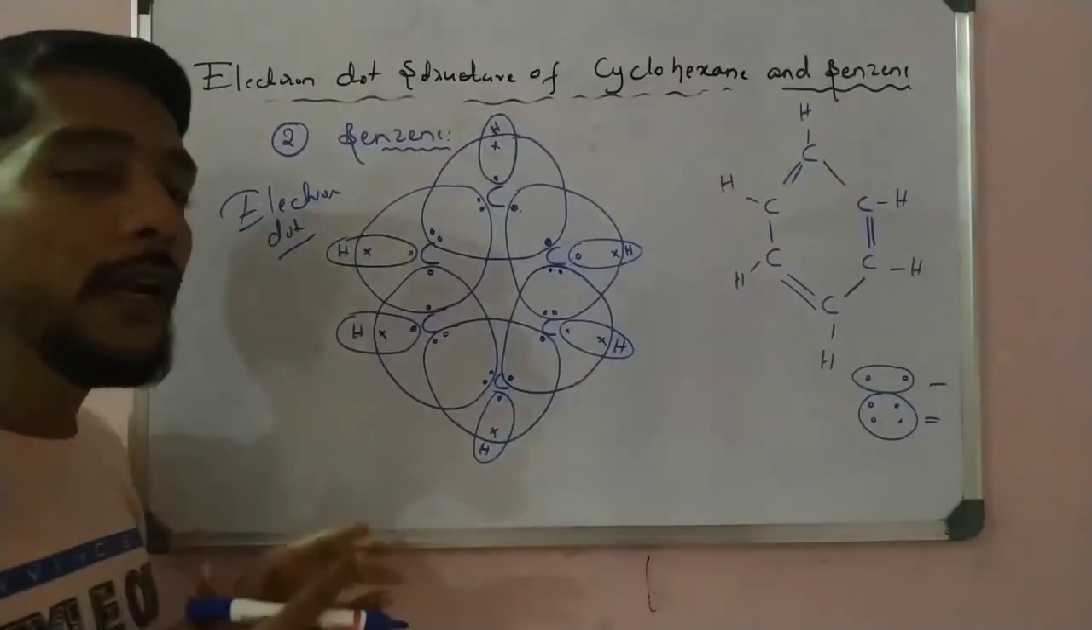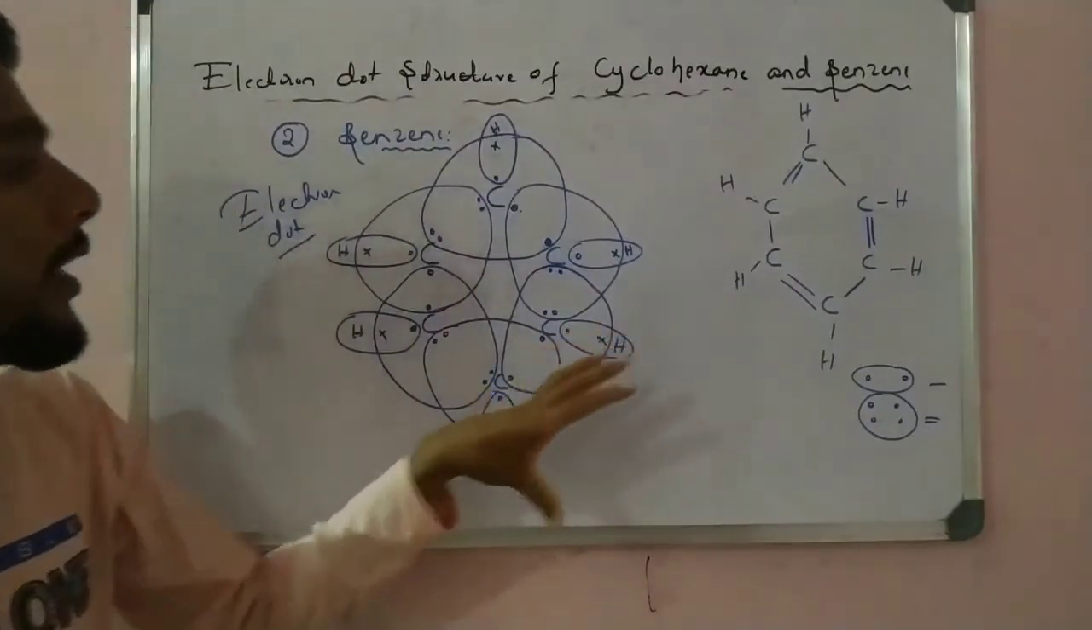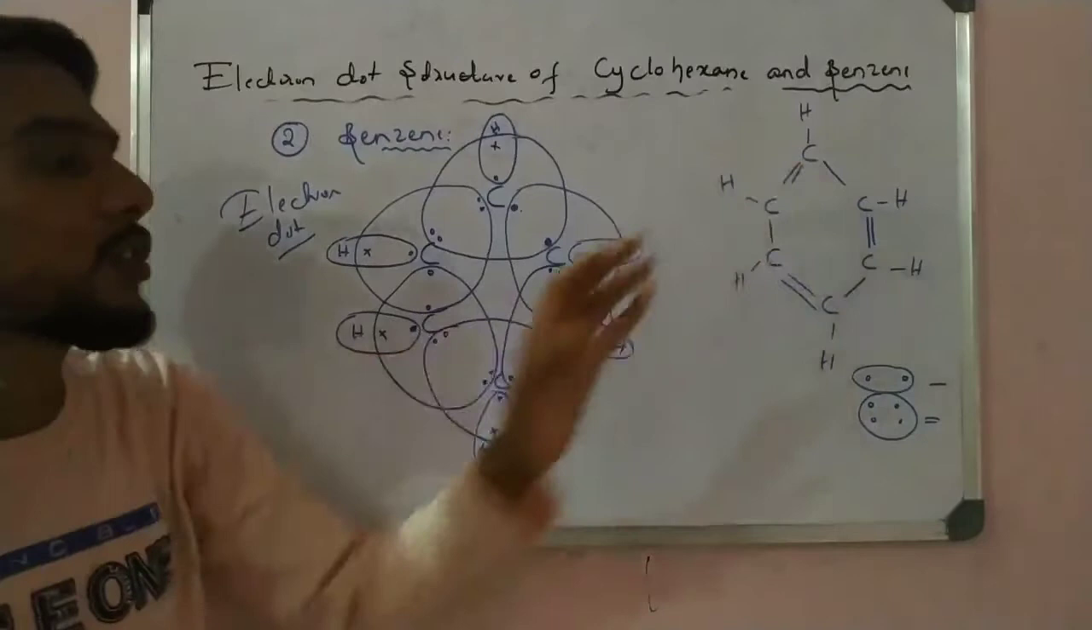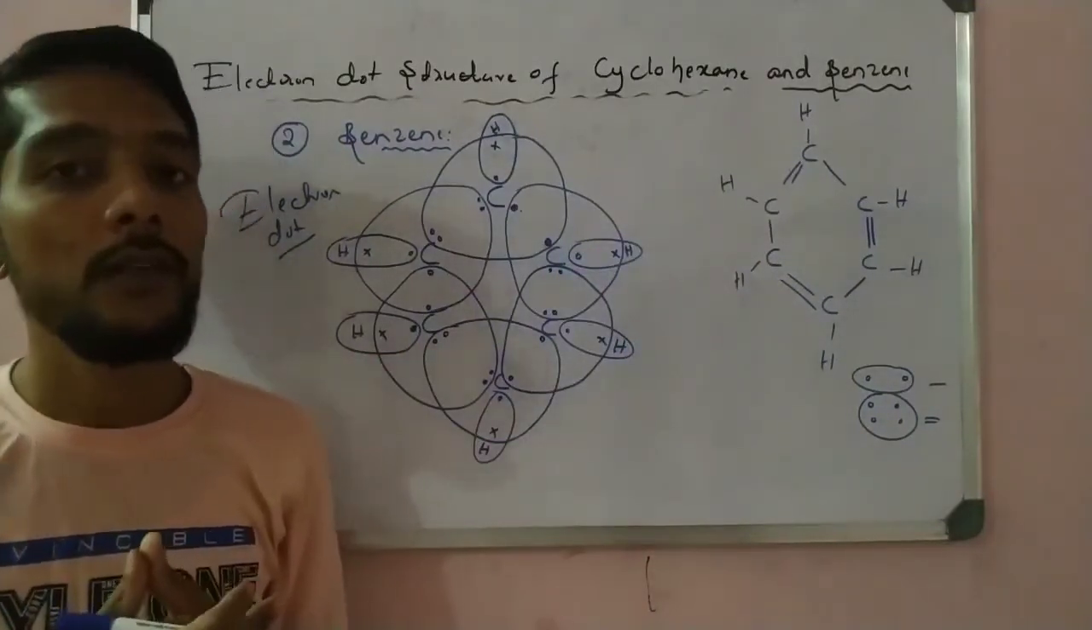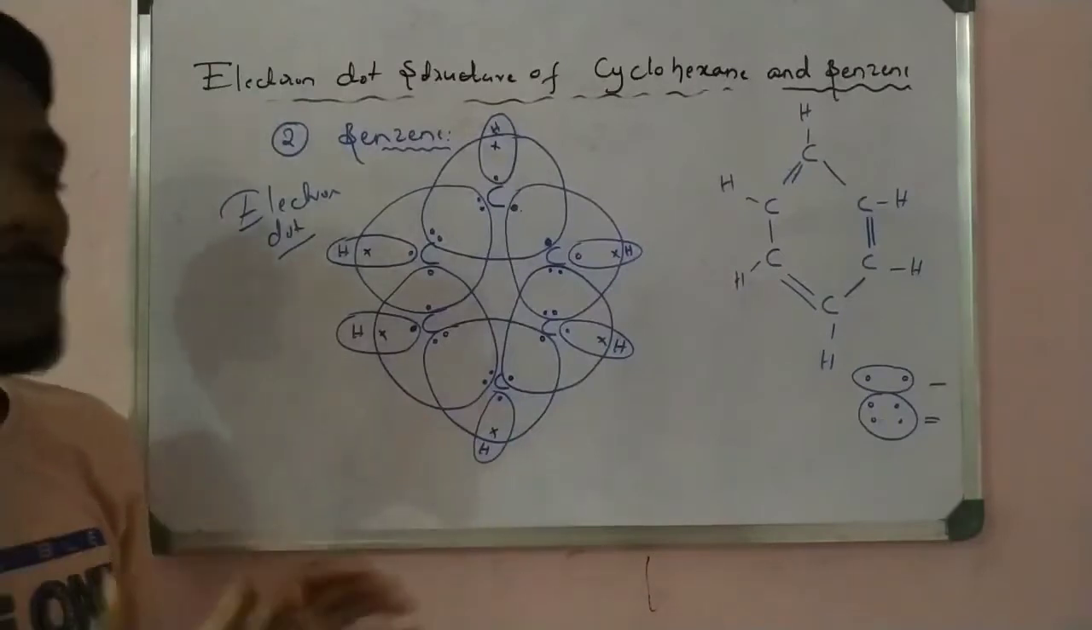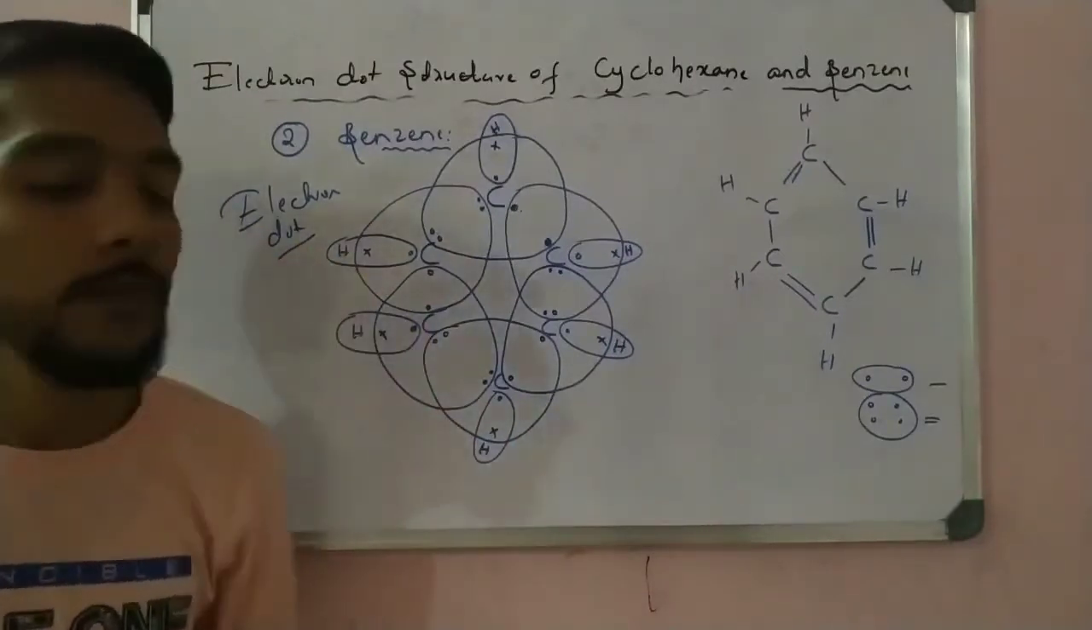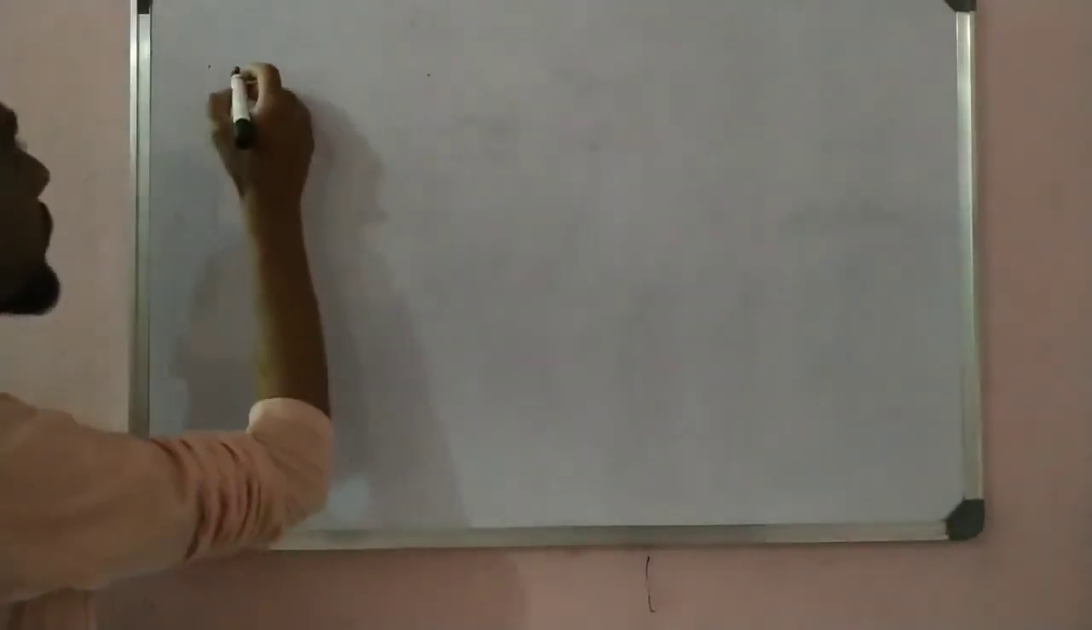So pause the video and write down all these electron dot structures, this one and the simple structure of benzene. And next we come to the functional group and heteroatoms. Please write down this one first. Okay students, now we come to the last point of this video, which is about heteroatoms.